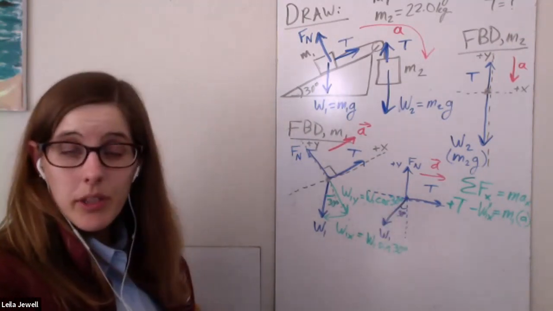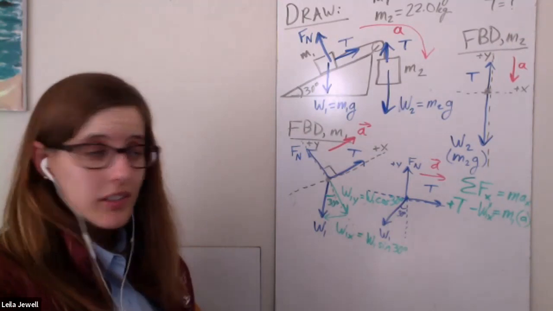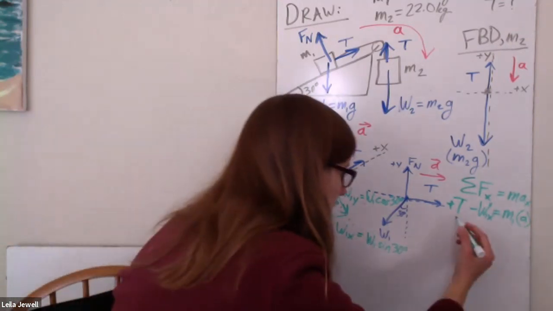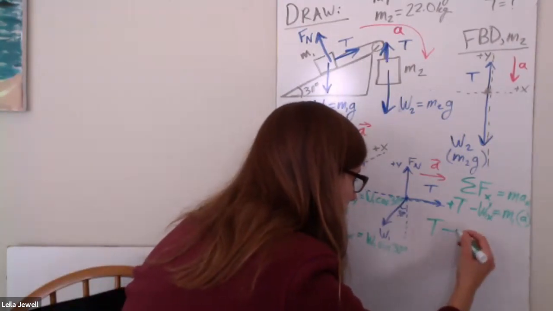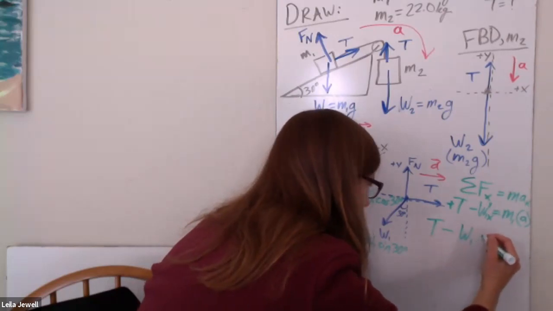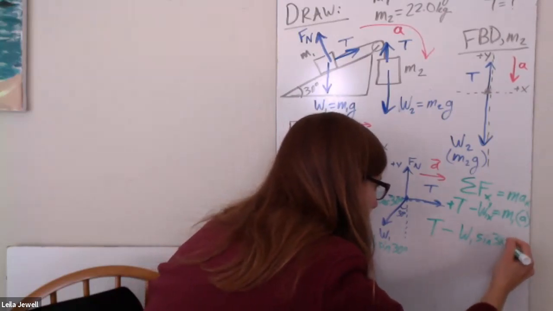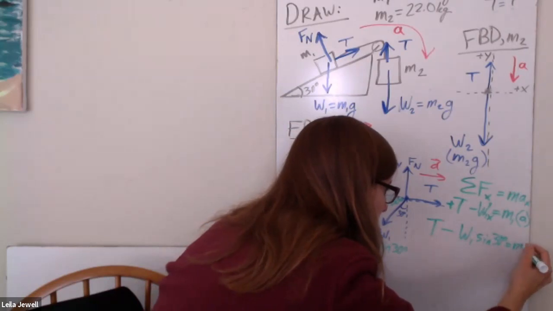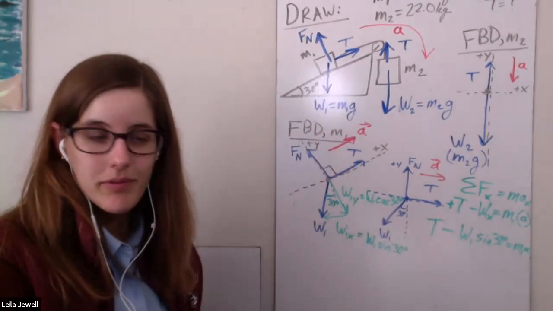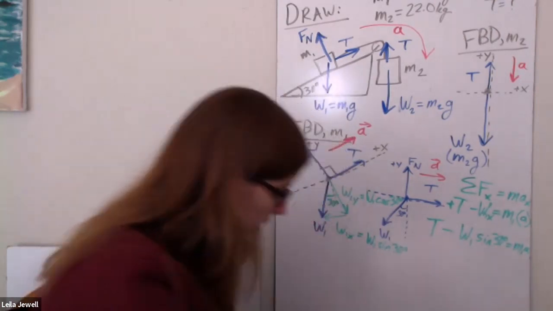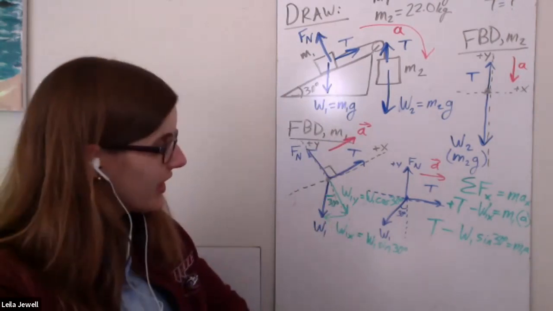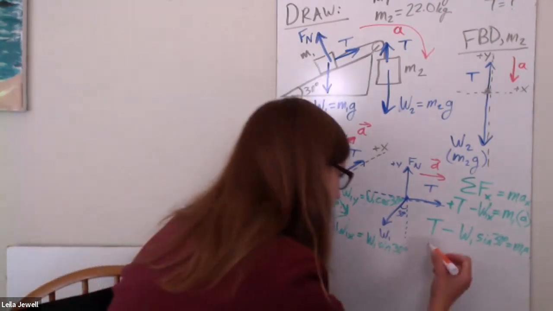All right, so my equations aren't quite as simple as I thought, but that's okay. We'll still get through it. So coming back over here, I have tension minus W1x, so minus W1 times sine of 30 degrees is equal to M1 times A. Great. So now that I took that extra step to break it down into x and y components, because I forgot to do that earlier, now we can look at the sum of the forces in the y direction.